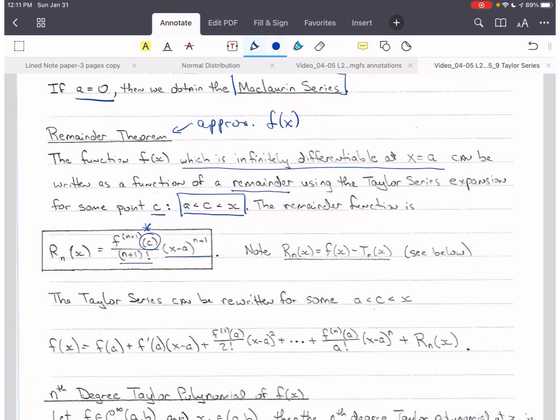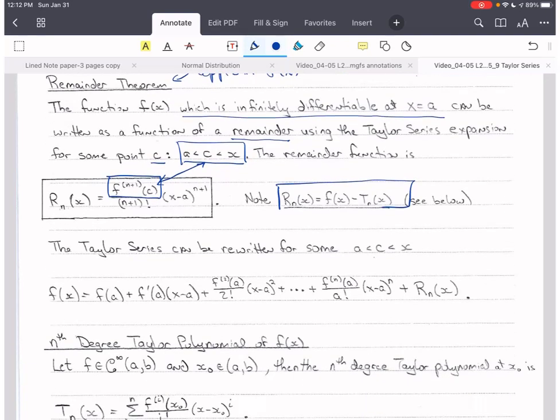So we've got one of these terms of the Taylor series, except that we've substituted in the derivative is different. And c is between a and x. So what we have here, this is an important step, is that the remainder is equal to f of x minus T sub n of x. T sub n of x is called the nth degree Taylor polynomial of f of x.